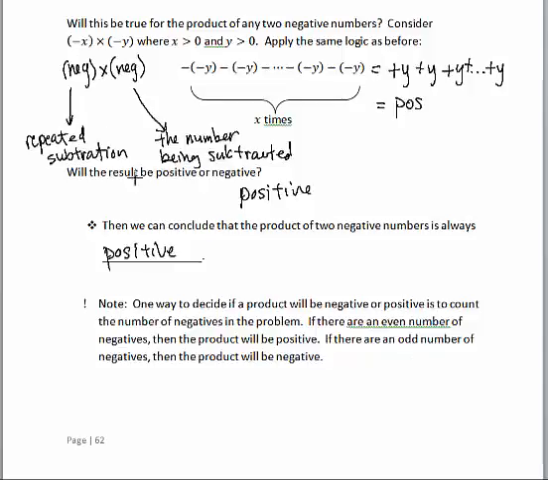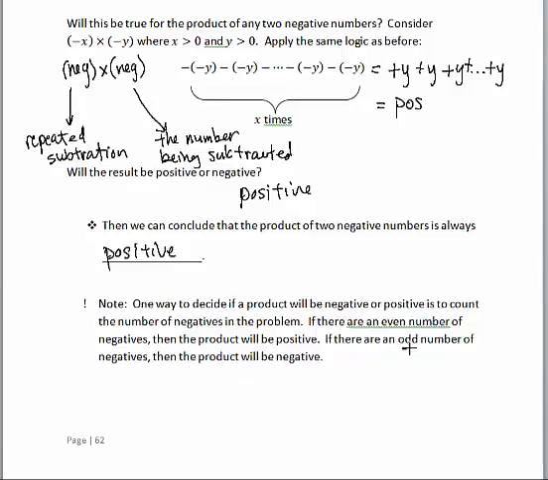Okay, this note at the bottom of 62 pretty much sums up what we do with products, or quotients for that matter, but we'll get to quotients later. If we have a string of numbers that are multiplied, we can just simply count all of the negatives that sit in front of those numbers. Okay, if there's an even number of negatives, 0, 2, 4, 6, 8, 10, then we say the product is going to be positive. If we count the negatives and we get an odd number of negatives, then the product will be negative.